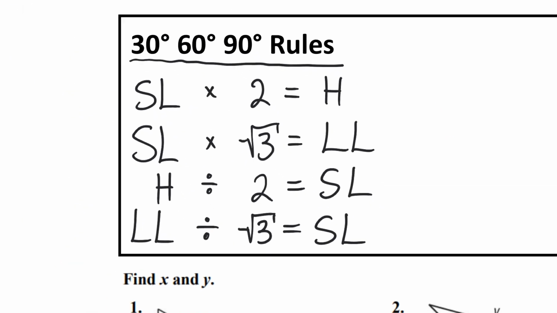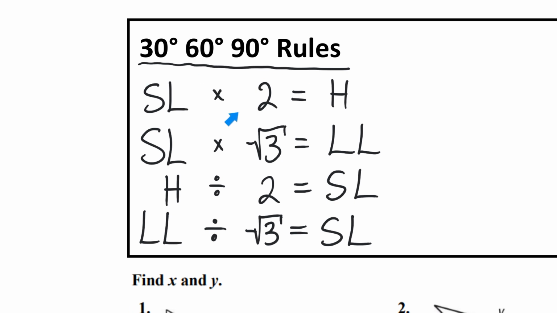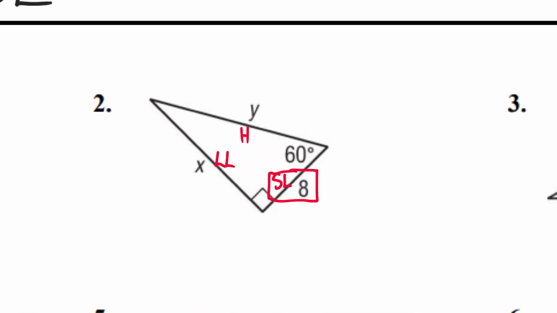So going back up here to my rules, I'm going to start off with this top one to get the hypotenuse. So when I know the short leg, how can I find the hypotenuse? Just multiply by 2. It's just double. So if the short leg is 8, how long is the hypotenuse going to be? 16. 8 times 2 is 16. So I just do 8 times 2, and that gives me 16 for the hypotenuse.